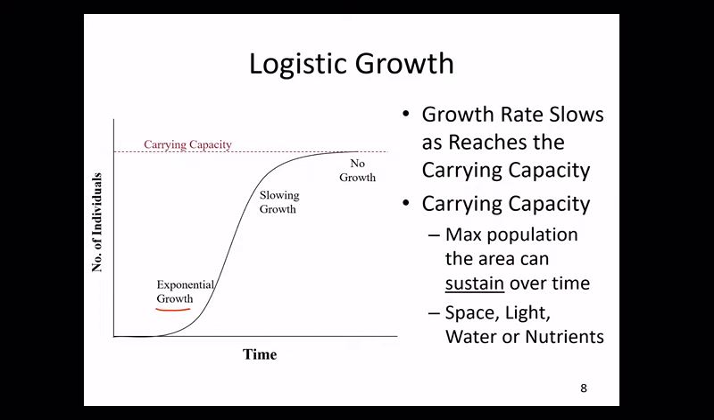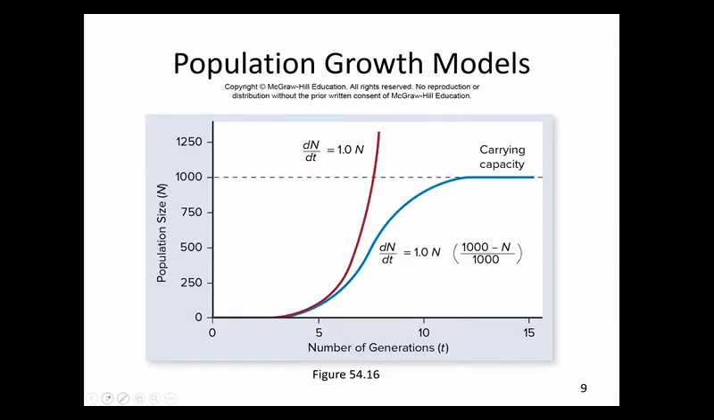Over time, one or more of the resources becomes limiting, so we see a slowing in the growth, and we begin to see a reduction in the growth. And finally, we reach this plateau where there's no further growth in the population. In other words, the rate of death equals the rate of birth.